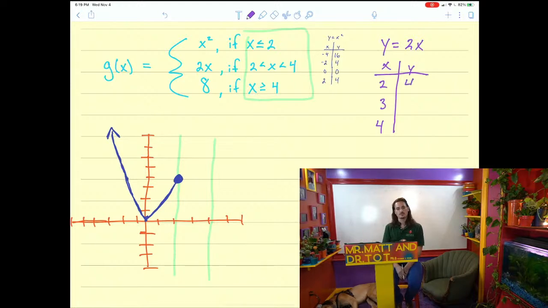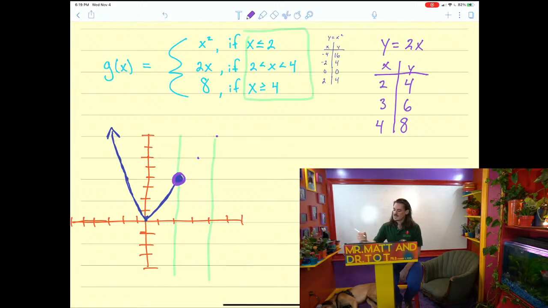If I substitute 3 in for x, then I get 2 times 3, which is 6. If I substitute 4 into 2x, I get 2 times 4, which is 8. So at 2, I'm going to be at 4, but that's going to be a hollow circle. At 3, I'm going to be at 6. I'm just going to put a little guiding dot there. And at 4, I'm going to be at 8.